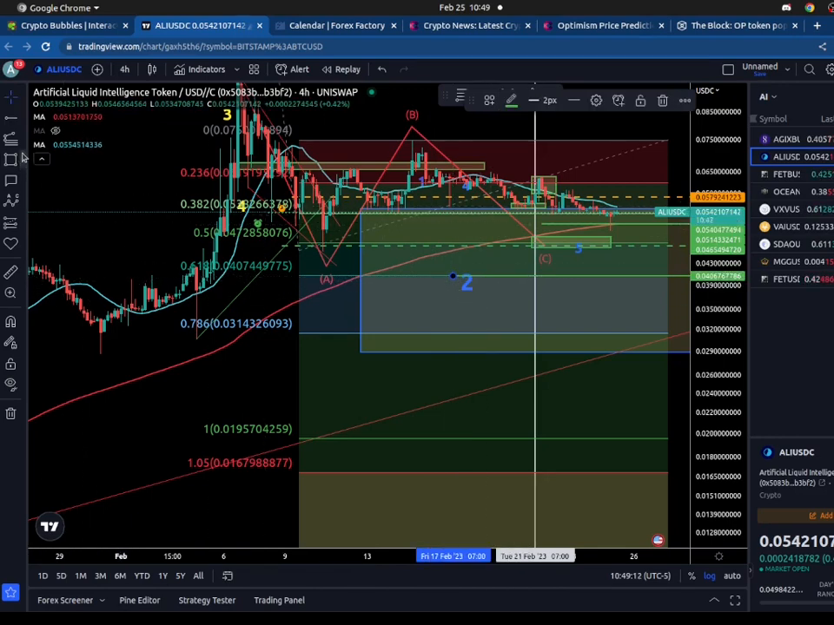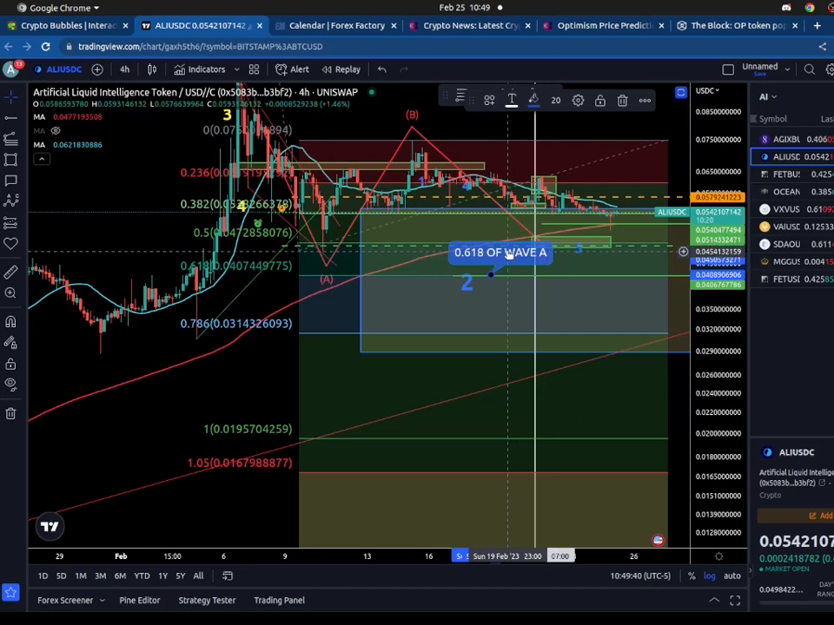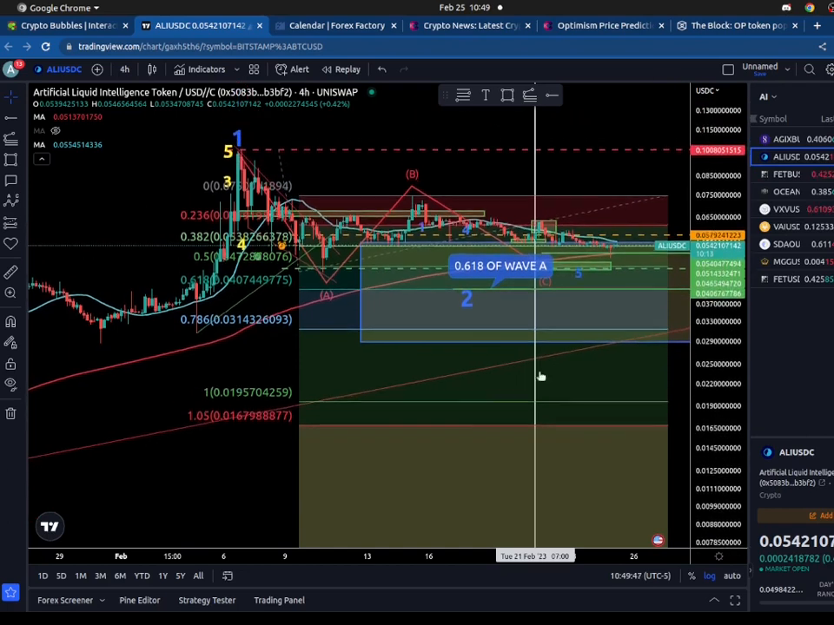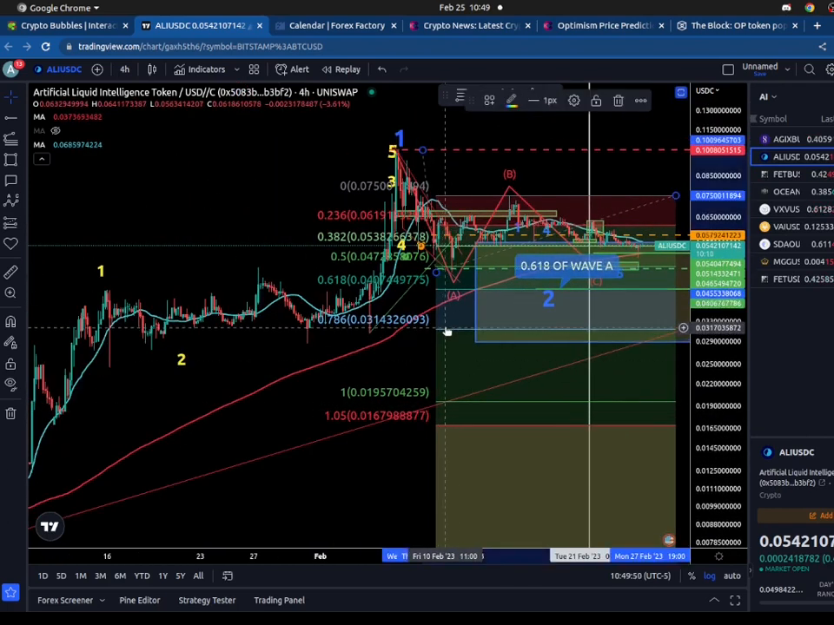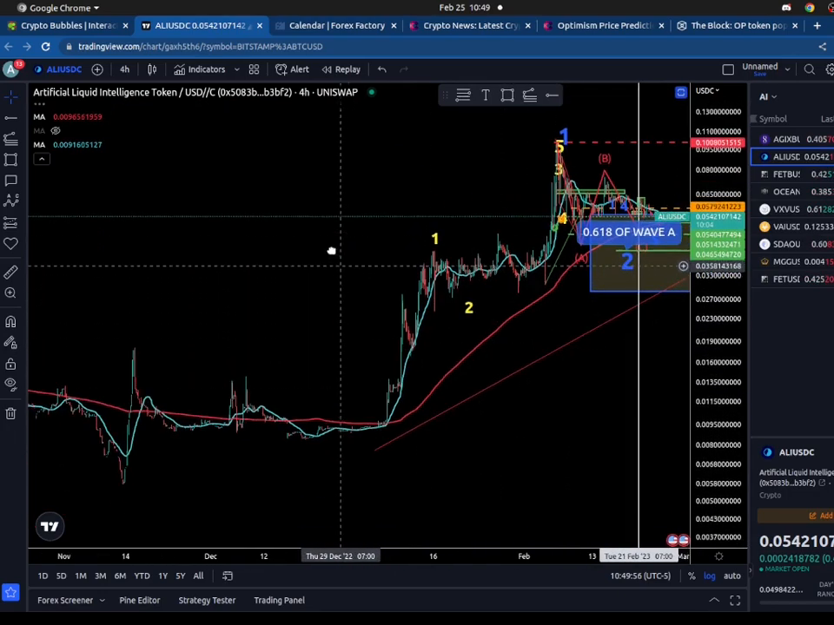So maybe I can add the text here. So this would be 0.618 of wave A. Alright, so this would be that, and because of the big movement of the wave 1, this is still the ideal retracement for the wave 2.